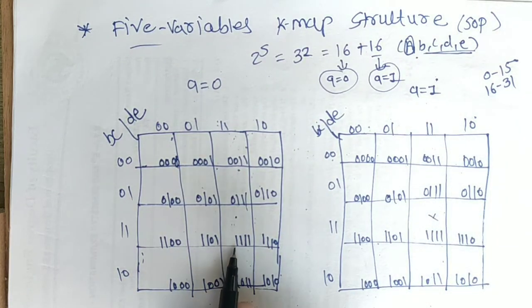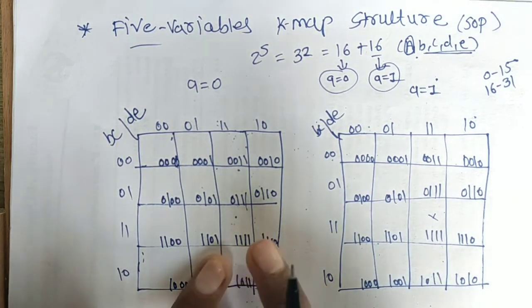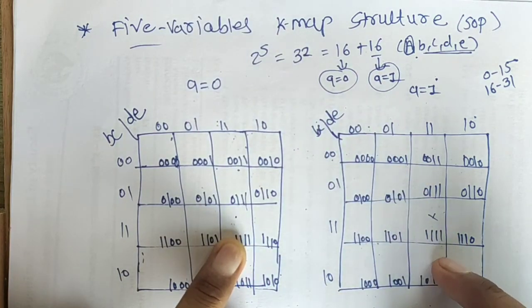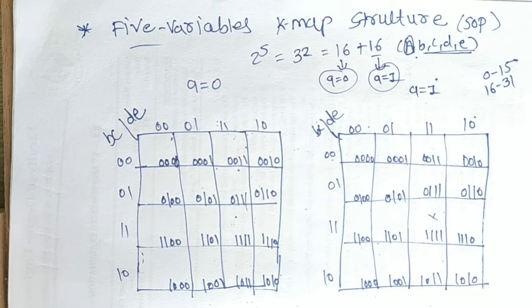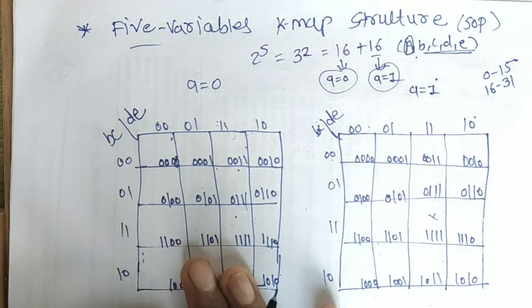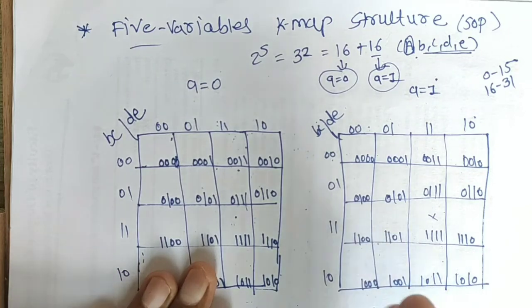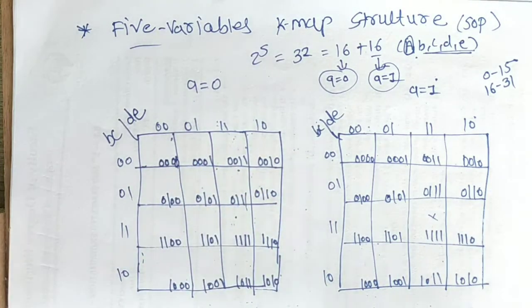Right? So here B, C, D, E are all ones. Here also B, C, D are all ones, right? But in this case, for this cell we have to consider the first variable A equal to 0, and in this cell we have to consider A equal to 1, right? So this is the characteristic of the 5 variable K-map structure. The first 4 variable K-map structure can be superimposed on the next 4 variable K-map structure, right?